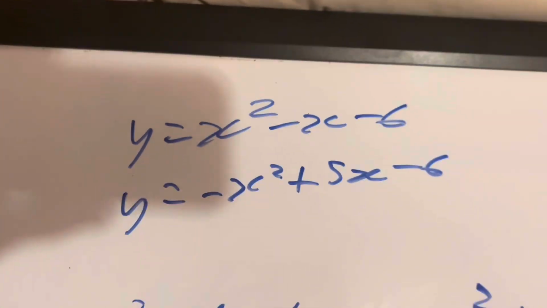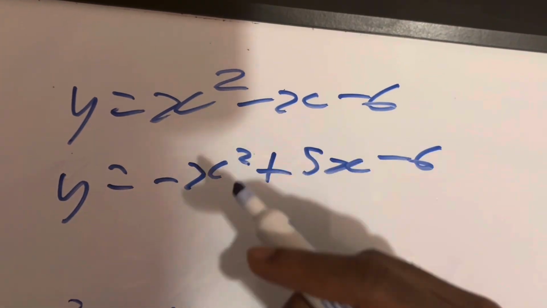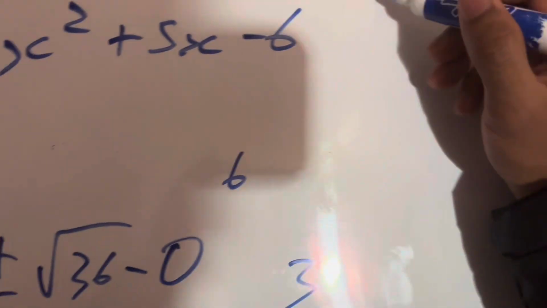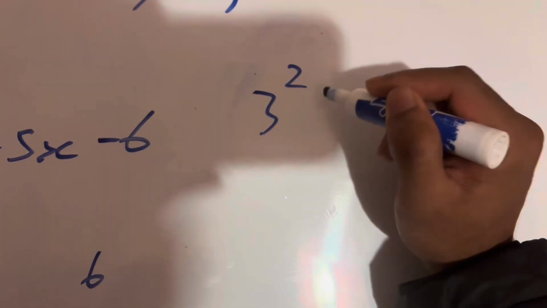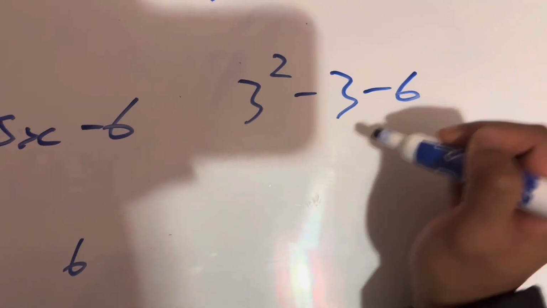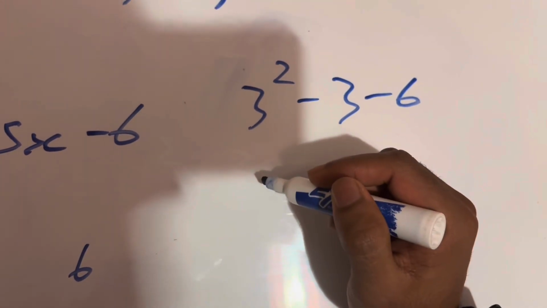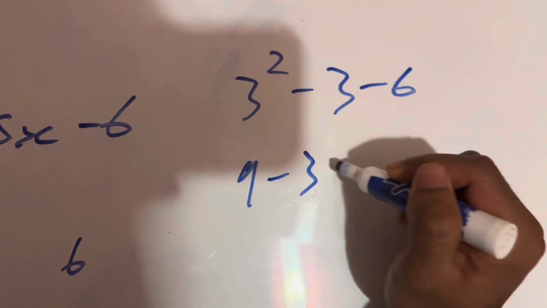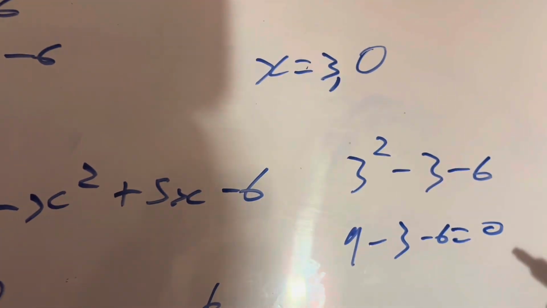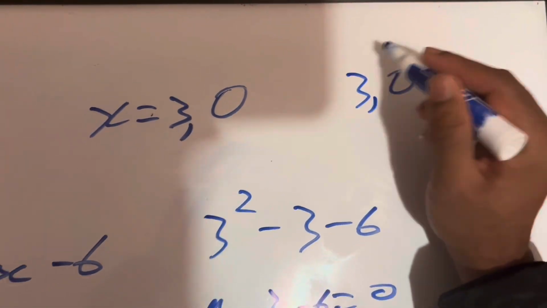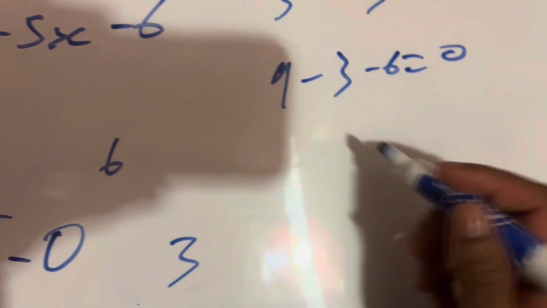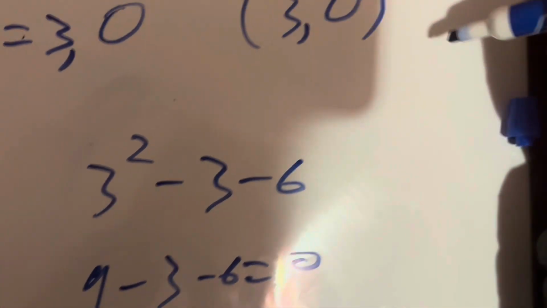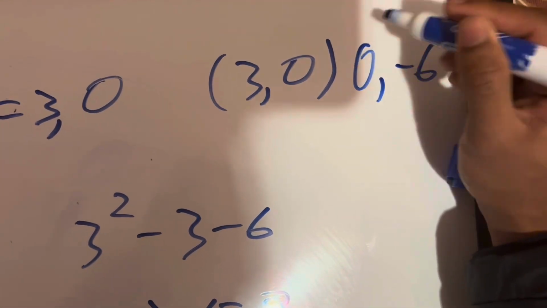Now we just plug that right back in. And for the first one, if it's 3, we get 3 squared minus 3 minus 6, which is just going to be 9. 9 minus 3 minus 6, which is just 0. Right? So the coordinates would be 3 comma 0. And then if it's 0, then it's just going to be minus 6, right? So it's just going to be 0 comma minus 6.